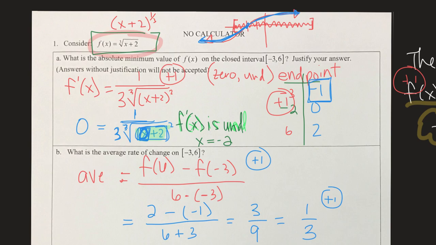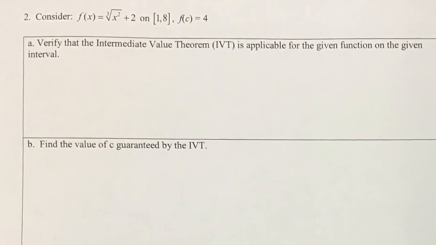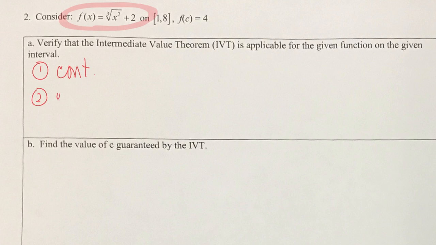Let me bring it up. Hang on. So here we are considering this function, the cube root of x squared plus 2, between positive 1 and 8. And they're saying that there's some value c that equals 4. So we want to verify the intermediate value theorem. Number 1, we have to say it's continuous. If the function is not continuous, then we can't use the intermediate value theorem. And number 2, we have to find the y value for your endpoints. We have to do these two things.